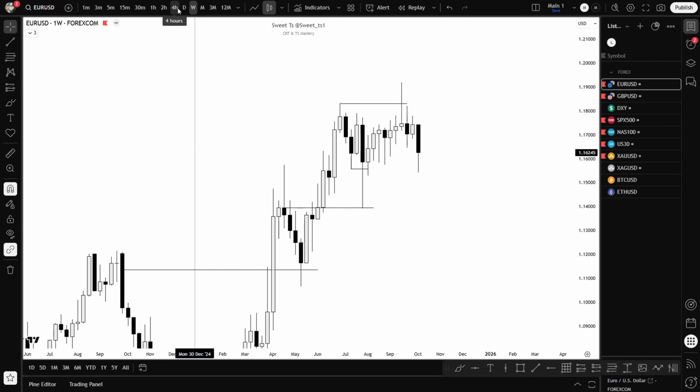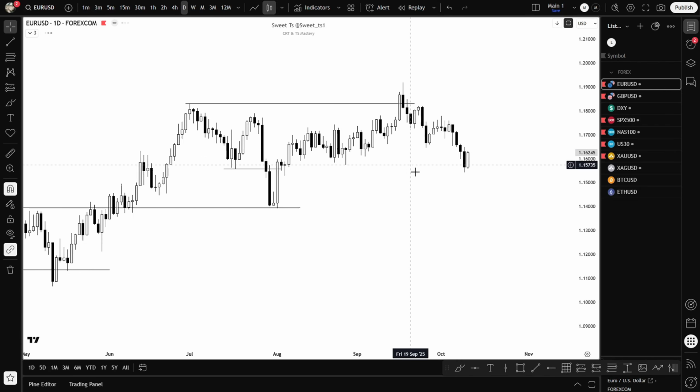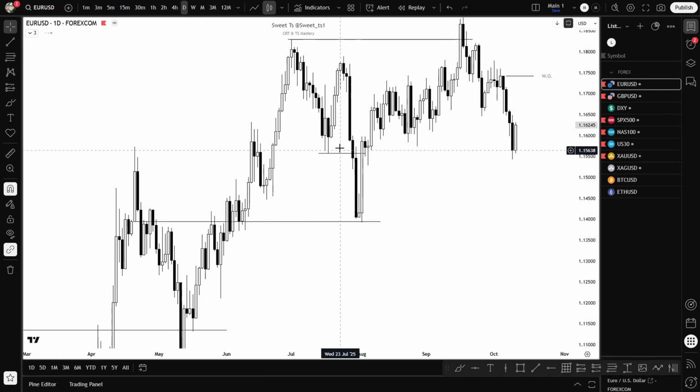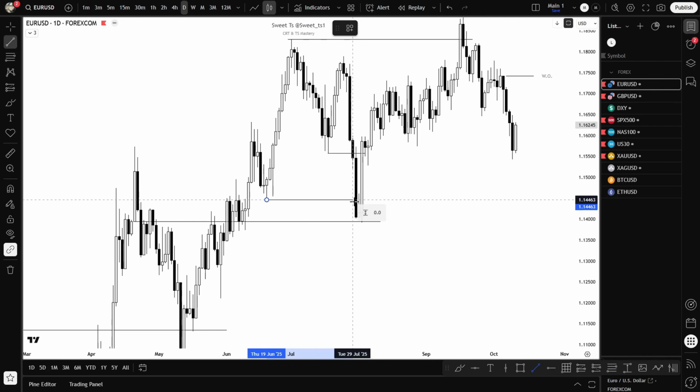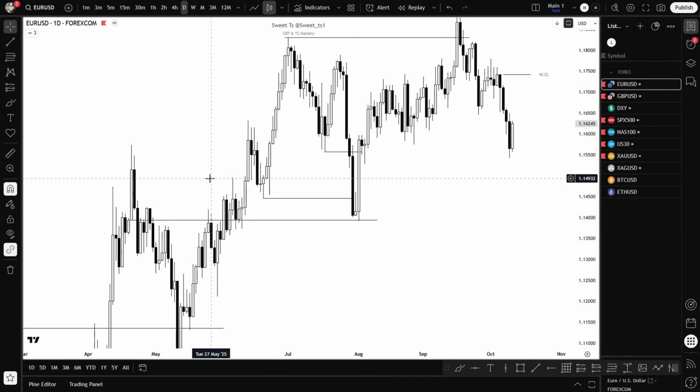Now, if we go into the daily, right? So we can see the liquidity pool. You can see another liquidity pool on the daily, just above the key level, and just above the low, right? The important low.